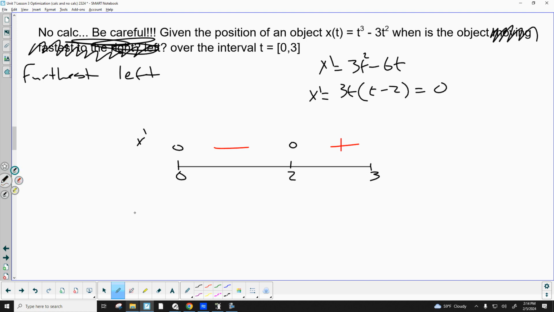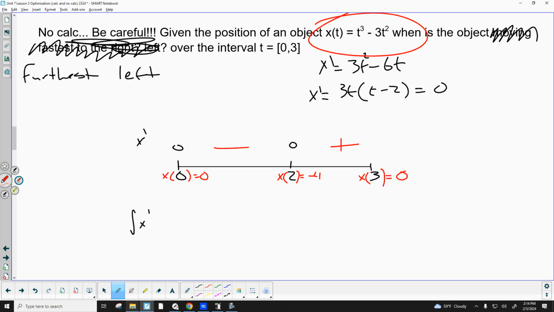I would love a displacement analysis, but I don't have a calculator. But you know what? It's easy to find because I have what we've been calling the antiderivative. I have the original function. I have everything I need. I can find my position at time 0. It's 0. I can find the position at 2. 8 minus 12 is negative 4. I have the position at time 3, which is back to being 0.